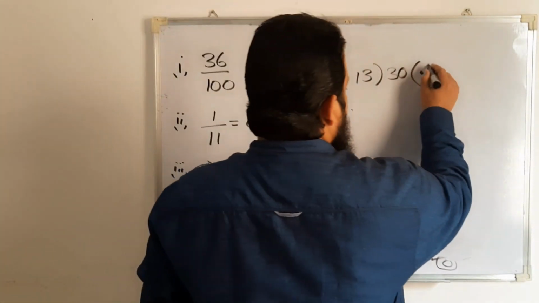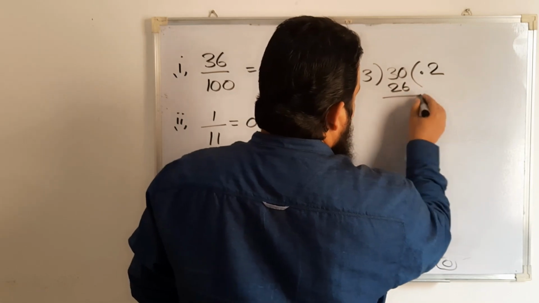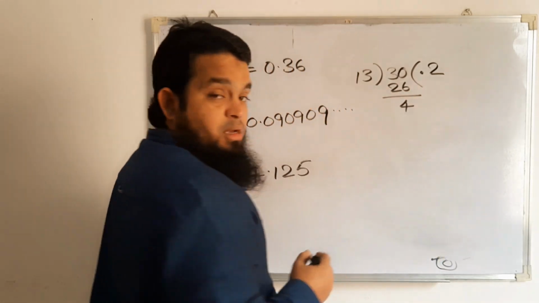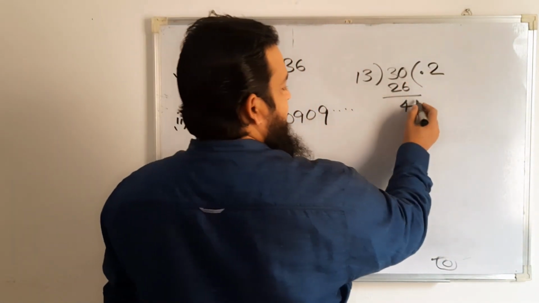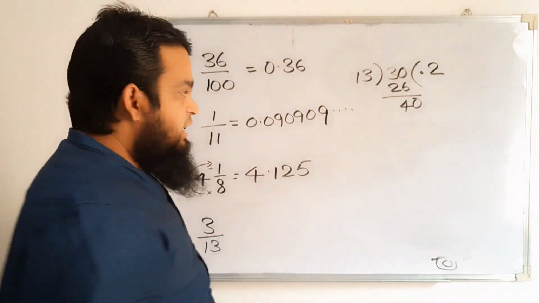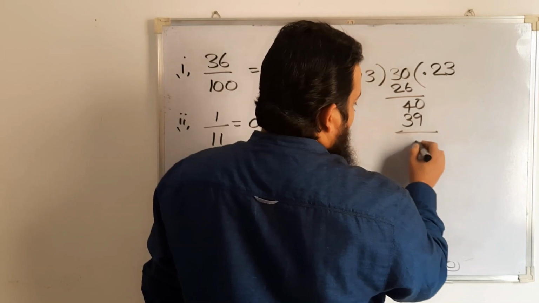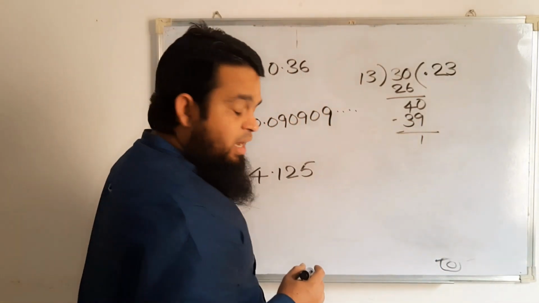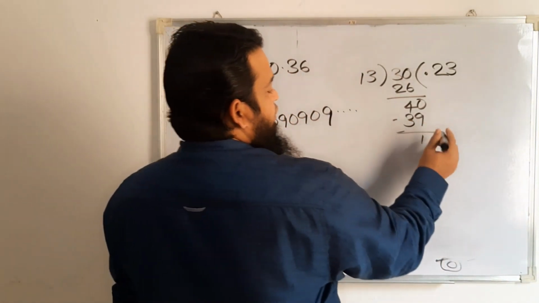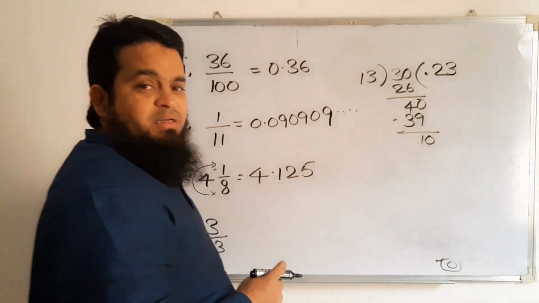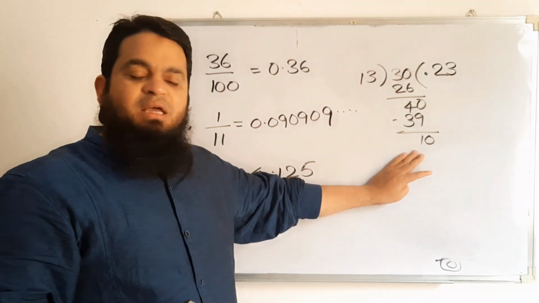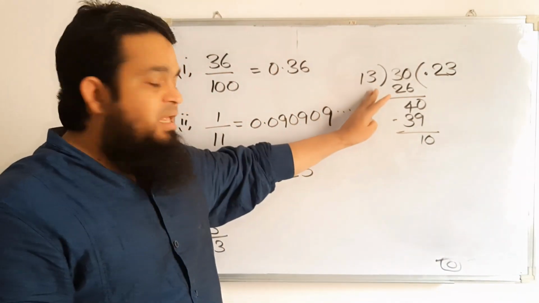13 twos are 26, and 4 is the remainder. Since you have the decimal, you keep on 0, and 13 threes are 39. Now 1 is the remainder. So now you can keep 0, but still 10 is smaller than 13.